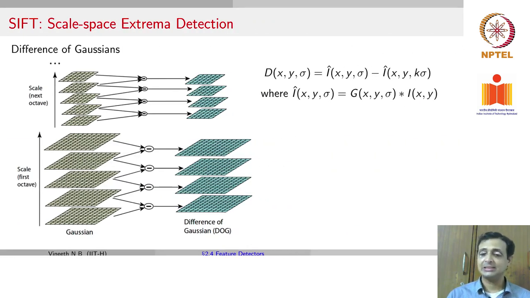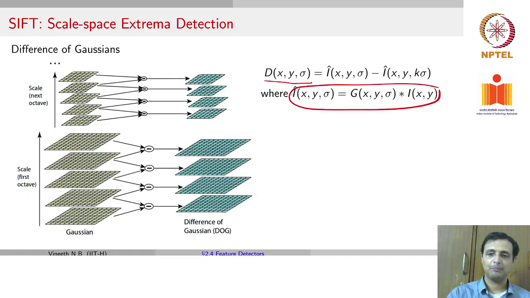We're going to write that as D of x, y, sigma is equal to I hat of x, y, sigma minus I hat of x, y, k sigma, where I hat is the convolution of a Gaussian with the appropriate sigma with the original image. We're just writing mathematically whatever we described so far.